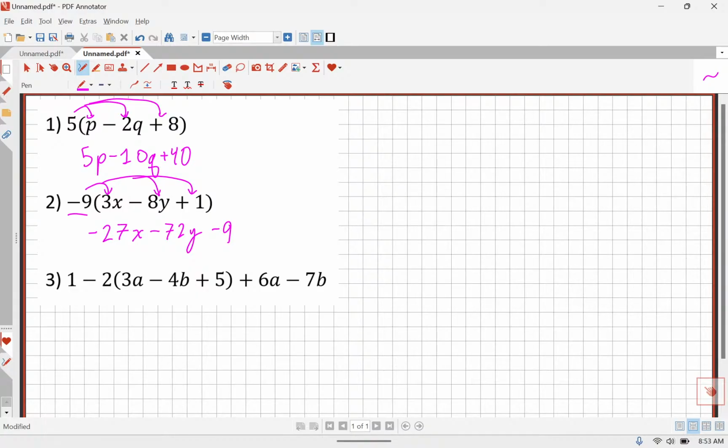Let's see here. What was the mistake, Bennett? Yeah. We have to think of this as negative 9 times negative 8, which would give us a positive 72 right here. That's okay. That happens, and that's part of what we're talking about. This is beautiful. Okay, who's the lucky winner for number 3?